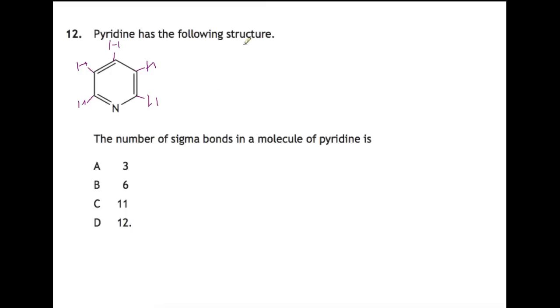Now we need to highlight where we think our sigma bonds are. So every single bond is a sigma bond, so all of the ones to the hydrogens, these ones here, and then for every double bond there is 1 sigma involved. So if we now count those up, we have 1, 2, 3, 4, 5 to the hydrogens, and then 6, 7, 8, 9, 10, 11. So we have 11 sigma bonds within this pyridine structure.